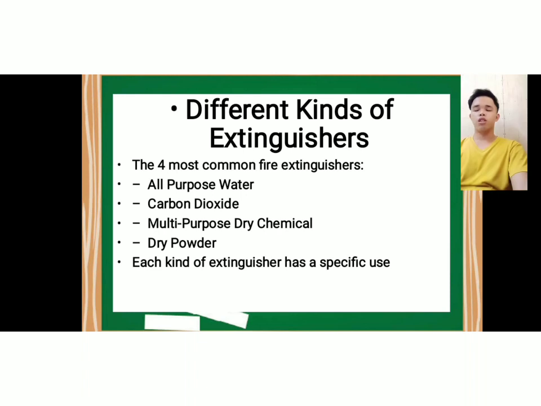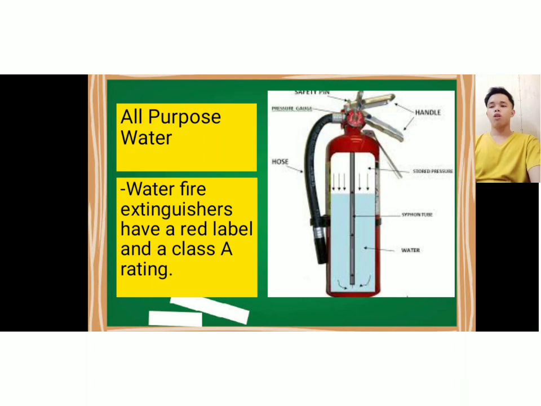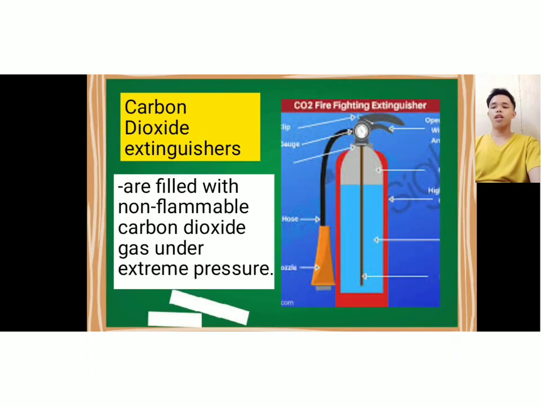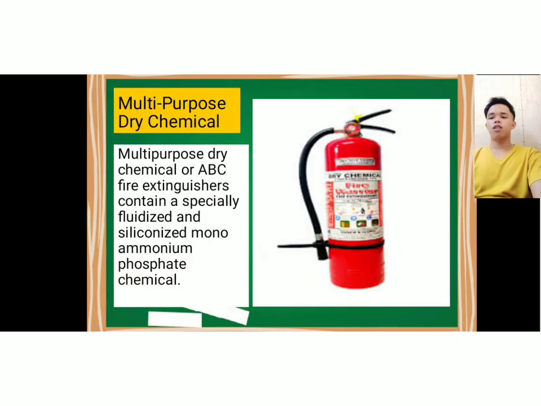Different kinds of extinguisher. The four most common fire extinguishers are all-purpose water, carbon dioxide, multi-purpose dry chemical, and dry powder. Each kind of extinguisher has a specific use. All-purpose water fire extinguishers have a red label and a Class A rating. Carbon dioxide extinguishers are filled with non-flammable carbon dioxide gas under extreme pressure.